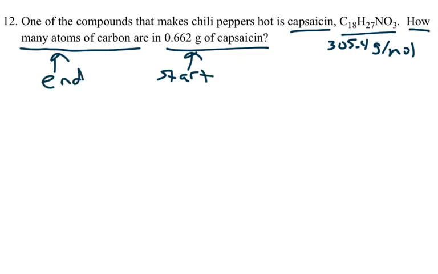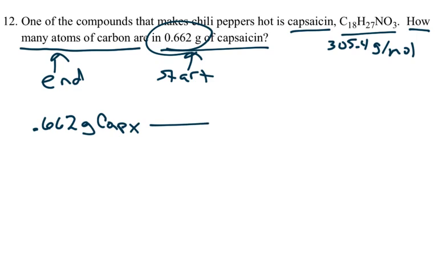You look for the how. How many? That's most of the time where you're looking for your start and your end point. 3 sig figs, so our answer is going to have 3. So we're going to start with 0.662 grams of capsaicin. We'll call it cap.